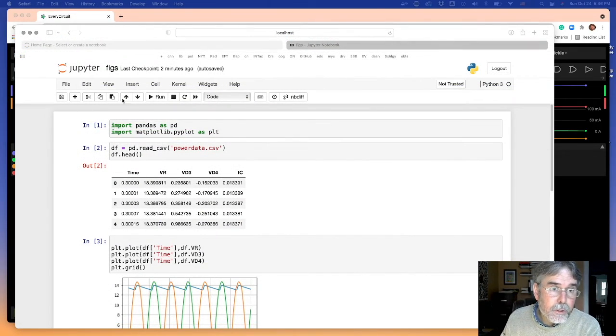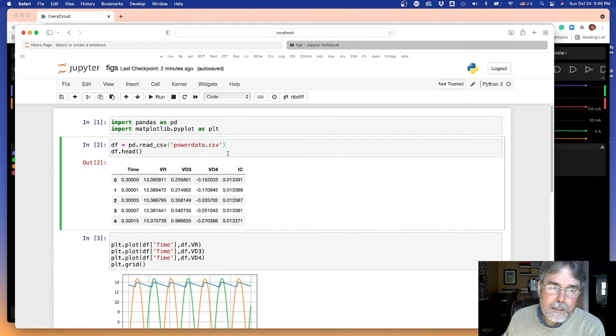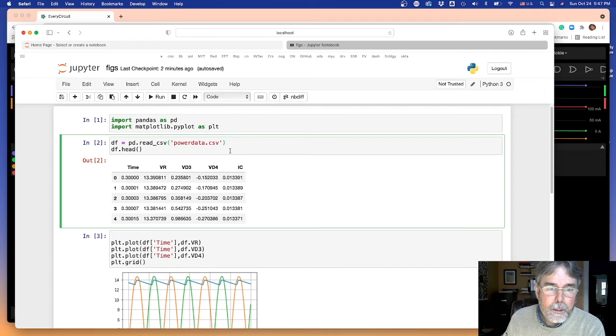Hey guys, I wanted to show you how I took the data from ORCAD, pulled it into Python, and graphed it. So basically, it's nice to be able to analyze the data in different ways. In particular, one nice thing you can do once you get it in a CSV file is you can rescale the axes, because ORCAD isn't super convenient that way.